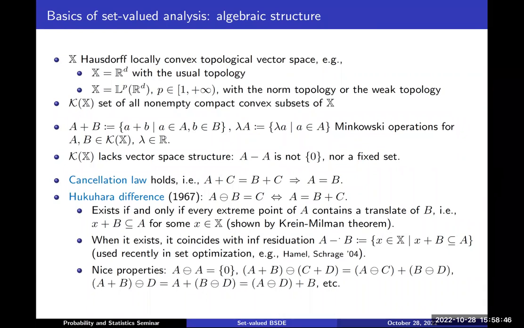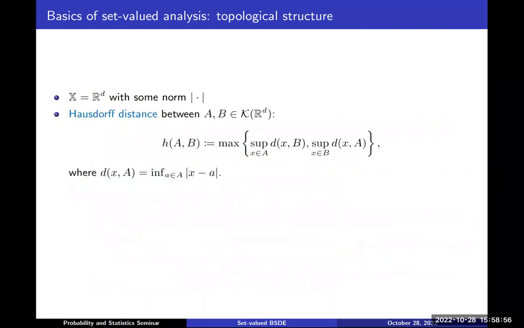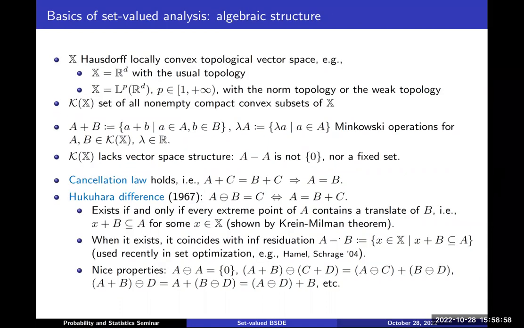This Fukuhara difference, as long as it exists, has some nice properties. You can do some little arithmetic with them. The problem is that you need this kind of thing. Even compact doesn't solve the issue. Even with a compact set, it doesn't always exist.